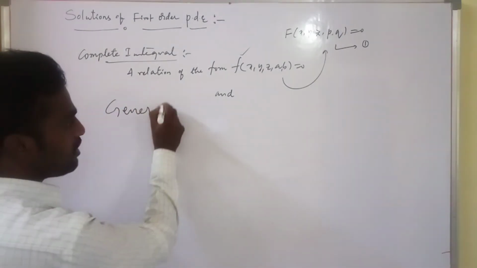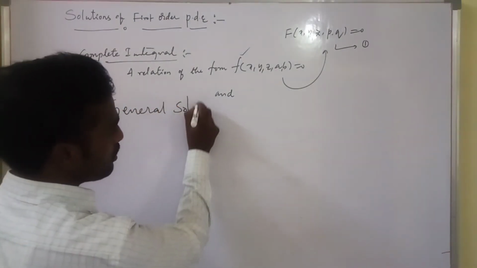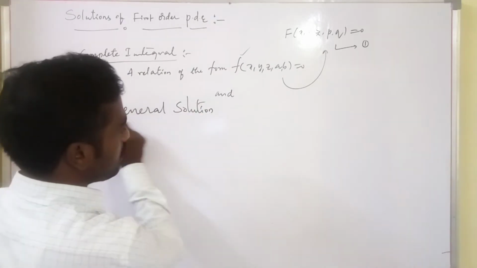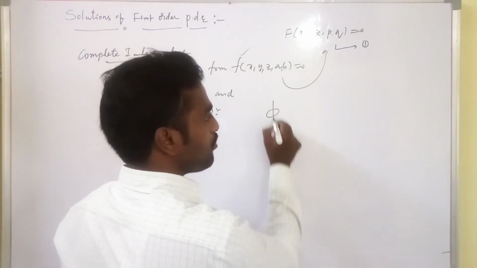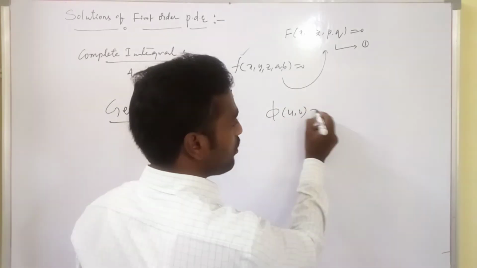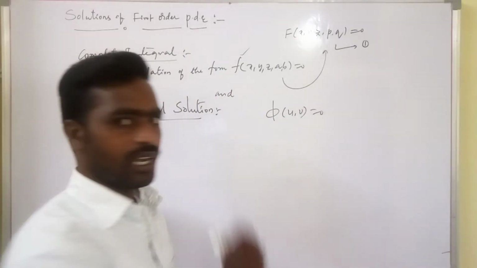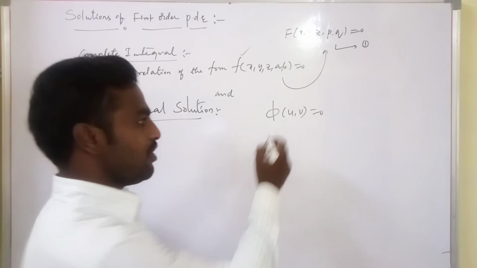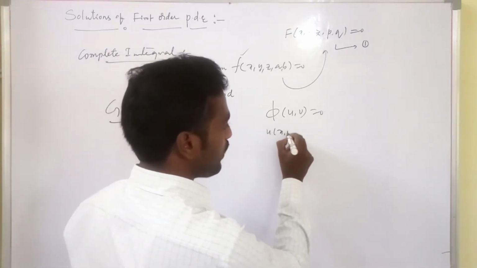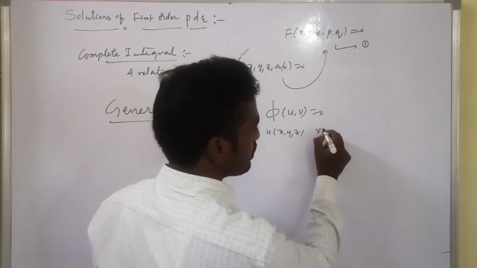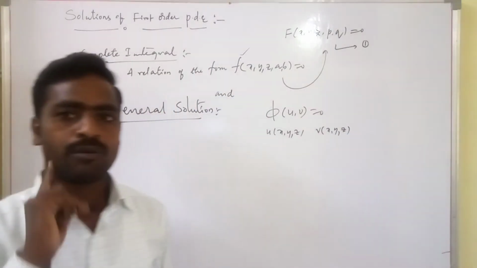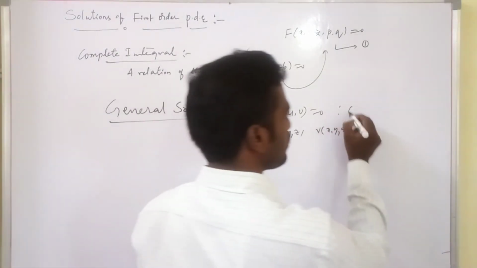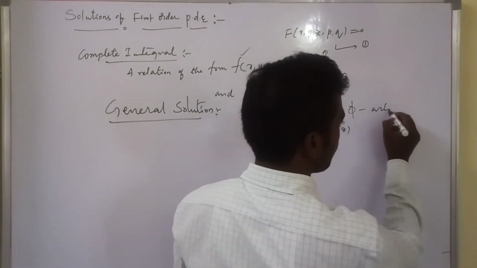General integral or general solution: a relation phi(u, v) = 0, where u is a function of x, y, z and v is also a function of x, y, z. Here phi is an arbitrary function.